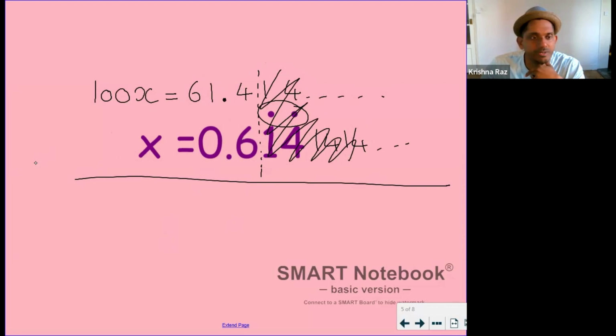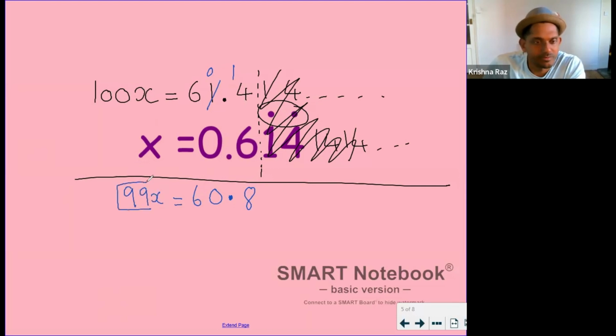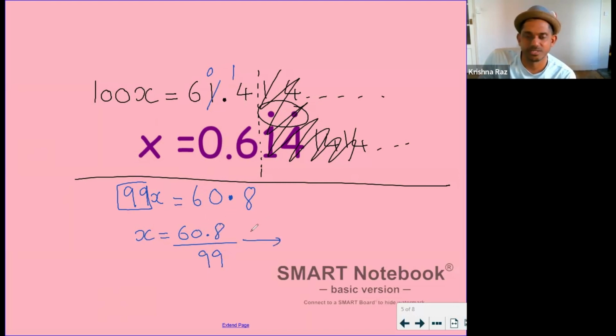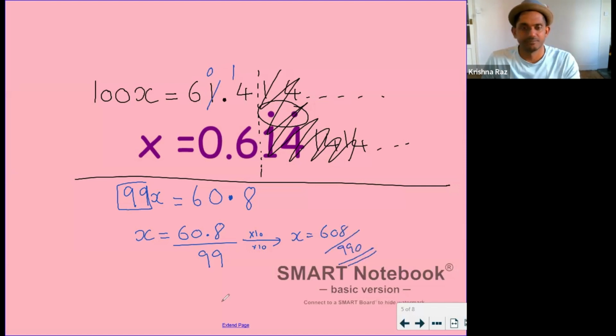And now we need to do a bit of division skills. So I'm going to borrow from there. And we have 14 take away 6 is 8. 0 take 0 is 0. And 6 take 0 is 6. And 100x take away x is 99x. So when we divide both sides by 99, we get that. We don't like having 60.8, so we times the top and bottom by 10. So x must be 608 over 990.